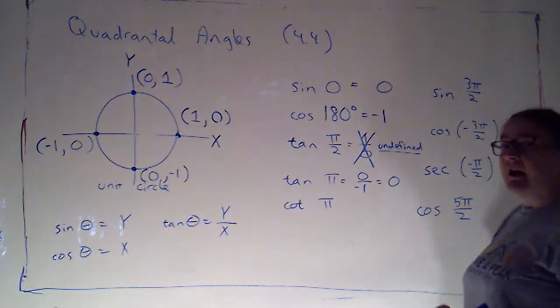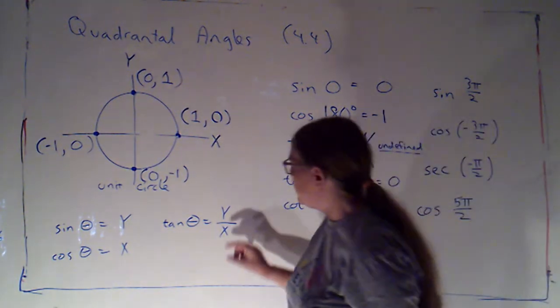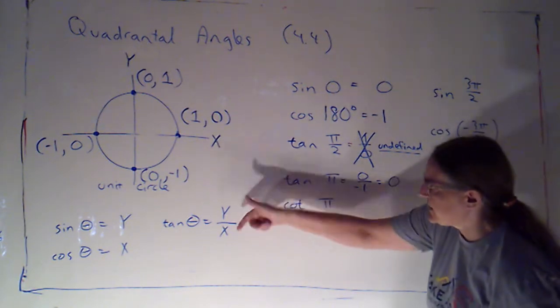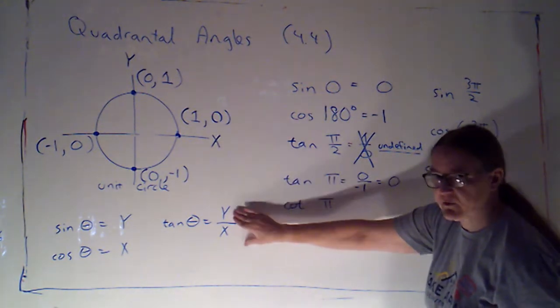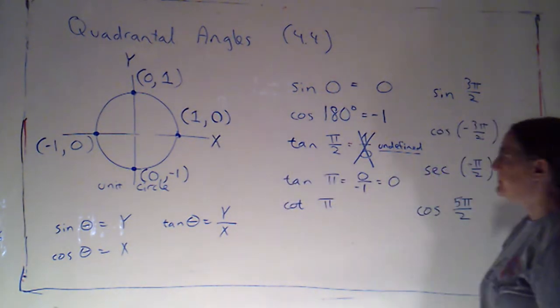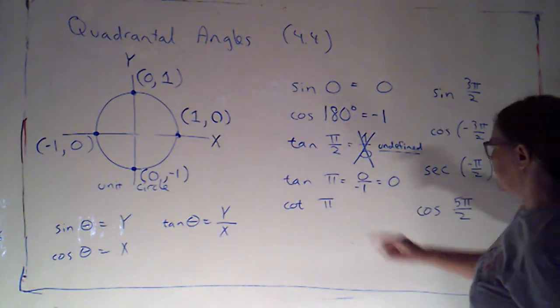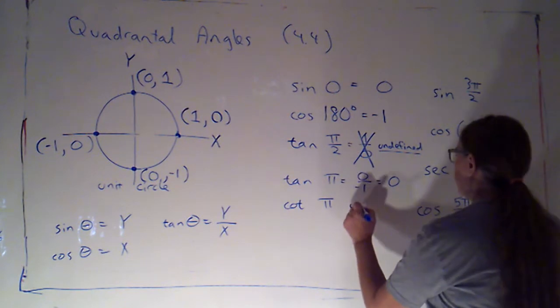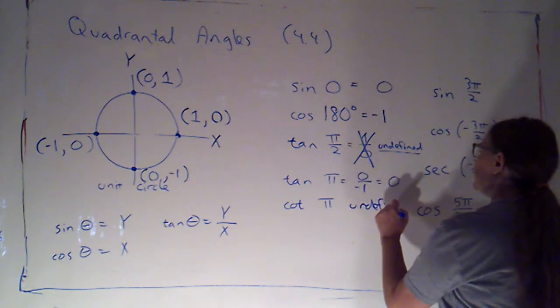Now, cotangent of pi would be the reciprocal of tangent, but I like to think of it as just x over y. Take the reciprocal of the formula. Because cotangent of pi in this case would give me -1 over 0. I can't have that. That's going to be undefined.